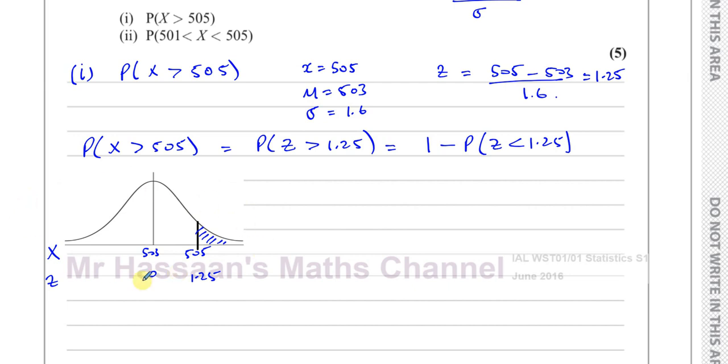Now the whole of the area under this curve, when you have standardized it, is equal to 1. The whole area is equal to 1. So therefore, the area of this little bit is going to be 1 minus the area of this big part. So if I find what this is from the table and I do 1 minus that, I'll get my answer. So I'm going to go to the table and look for z equals 1.25.